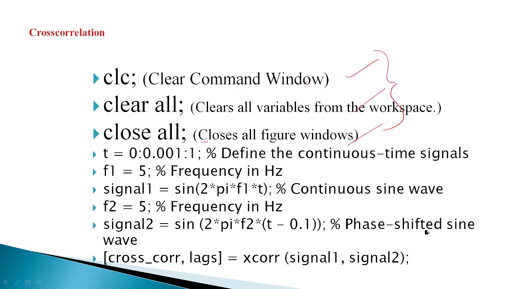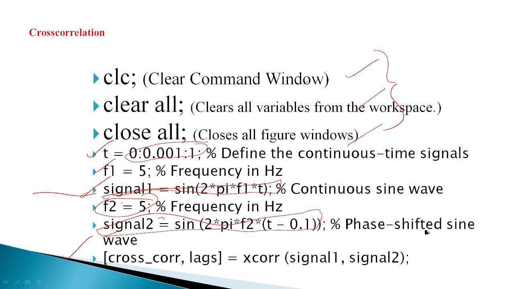I will take the time period from 0 to 1. Frequency f1 is for signal 1, and the representation is sin 2 pi f1 t. This is signal 1, and f2 is the frequency of the second signal. This is the second signal representation, sin 2 pi f2 (t minus 0.1). So for this, what is the cross correlation of these two signals?